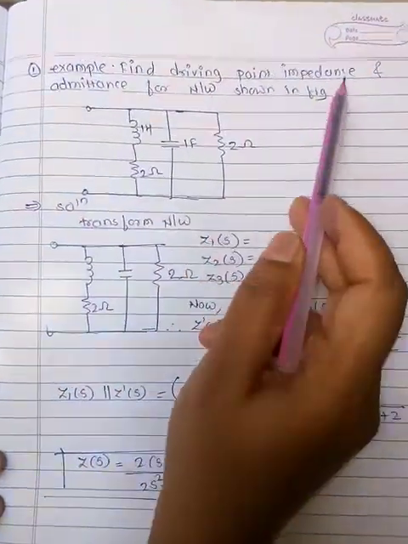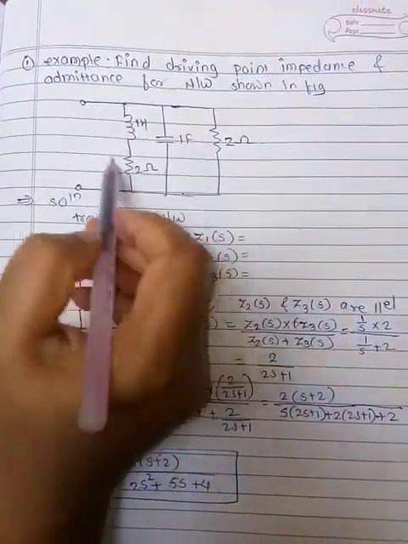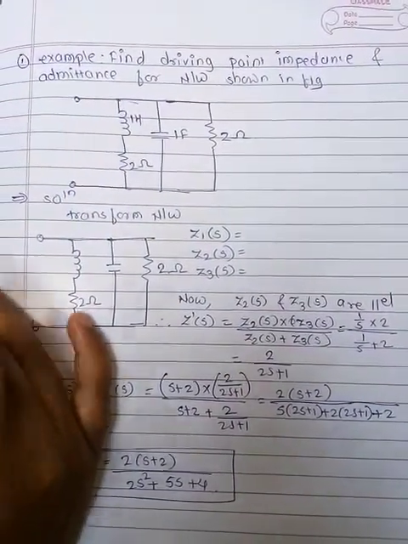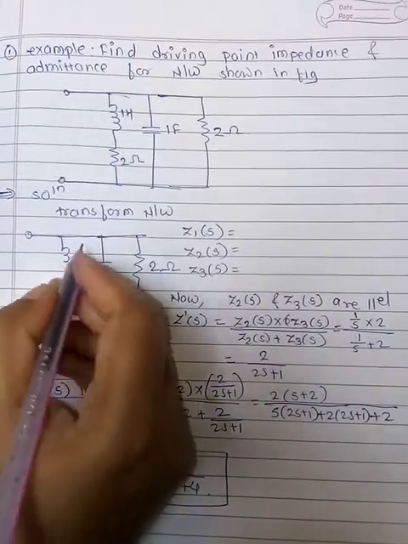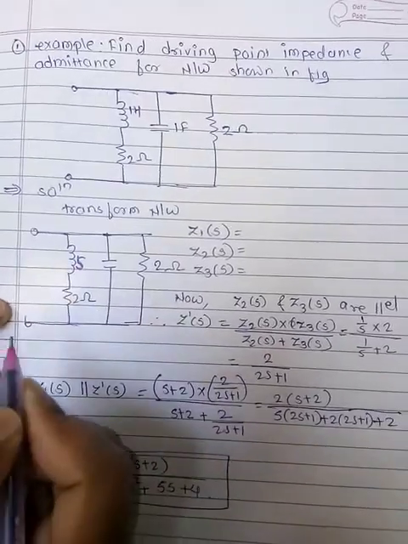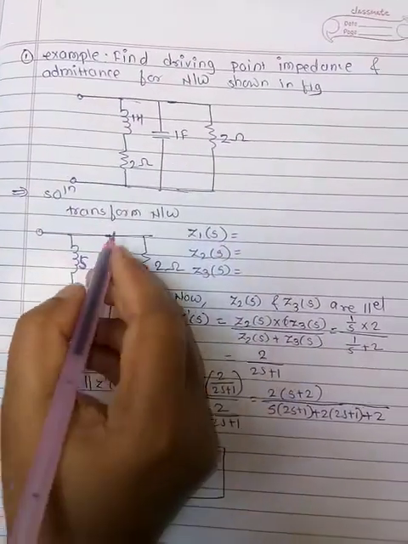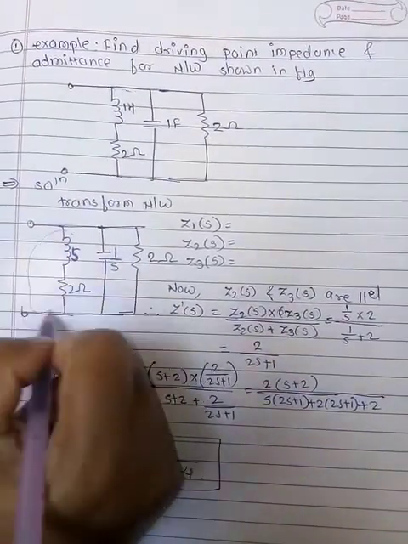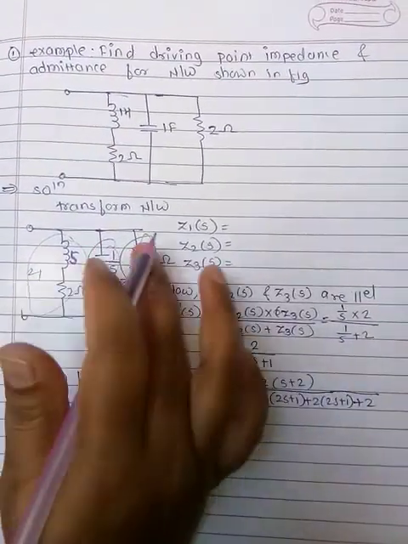The example is: find the driving point impedance and the admittance for the network shown in the figure. First of all, we have to transform this network into the s domain. As we know, when we transform the network into the s domain, this L will be replaced by Ls. That means this will be replaced by 1 into s, that is 1s. The resistance will be as it is. This capacitor will be replaced by 1 upon Cs, that is 1 upon s. This is your Z1, this is your Z2 and this is your Z3. We have to find the equivalent impedance.